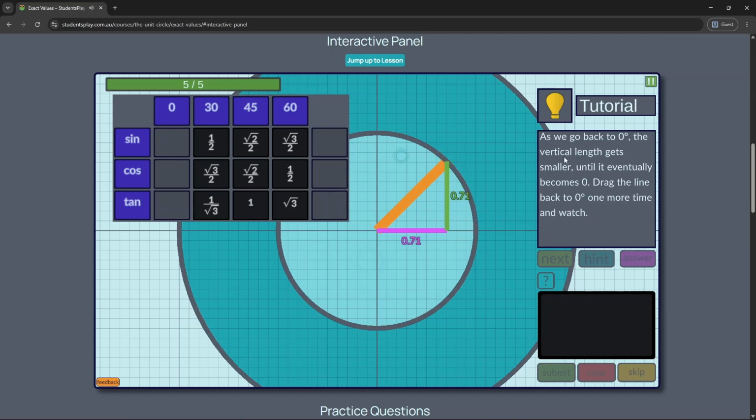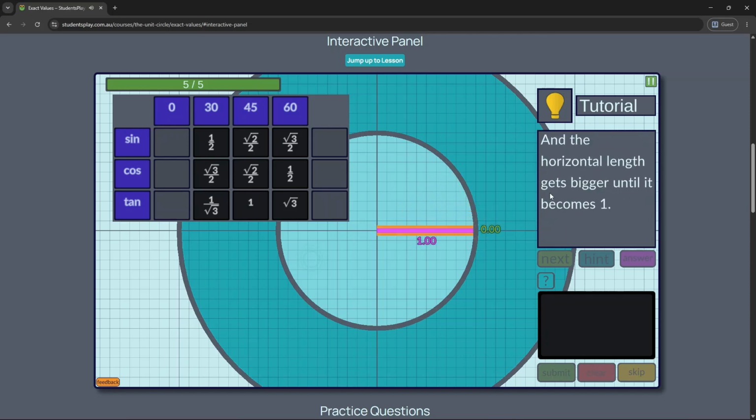As we go back to 0 degrees, the vertical length gets smaller until it eventually becomes 0. Drag the line back to 0 degrees one more time and watch. If we're focusing on the vertical line, it just gets smaller and smaller until eventually it's just 0. And the horizontal length gets bigger until it becomes 1.